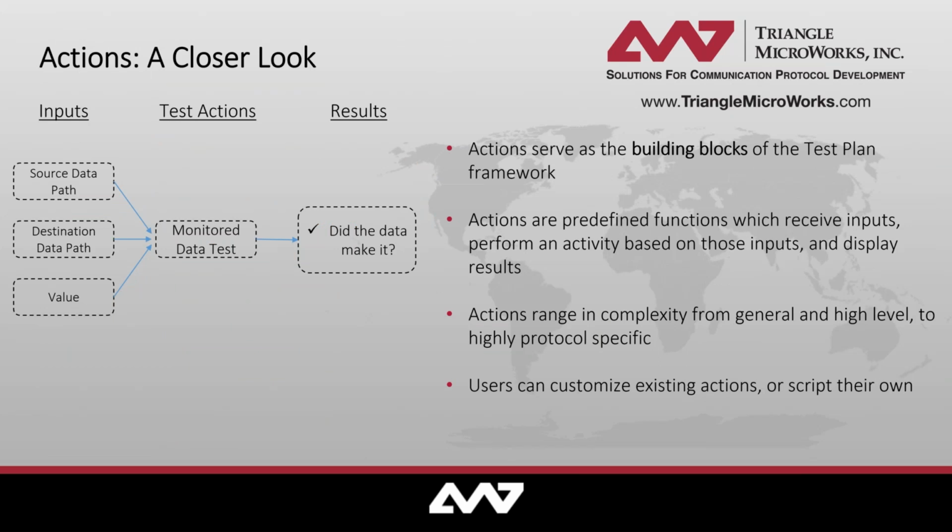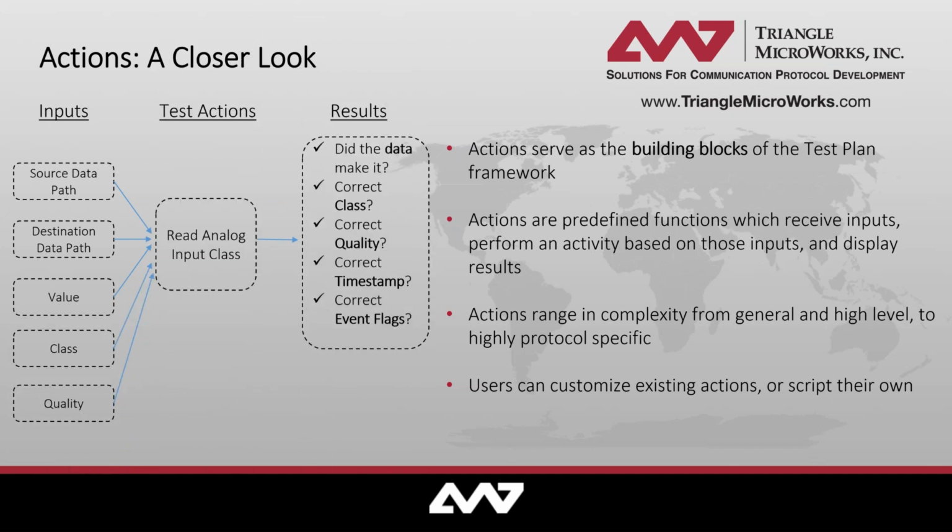The first step to building a test plan is deciding what you want to test. In the Gateway Test Manager, this means choosing which actions you will be using. The example test plan we just looked at used several instances of the monitor data point action. This is a high-level protocol abstracted action with relatively few inputs. However, we also provide protocol-specific actions, which allow for more granular testing and in turn, more specific results. So let's take a look at one of those.